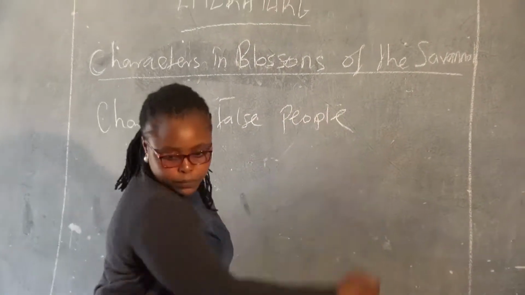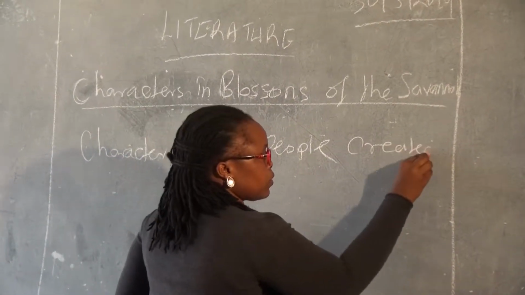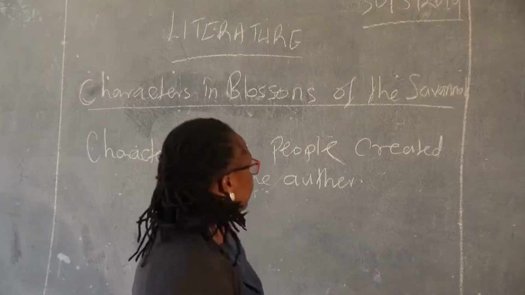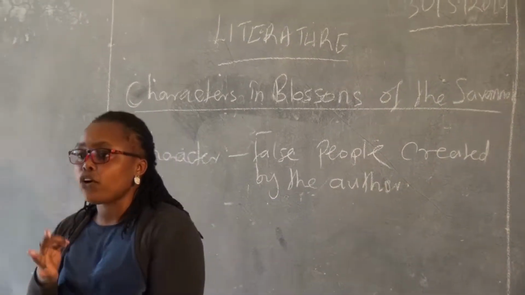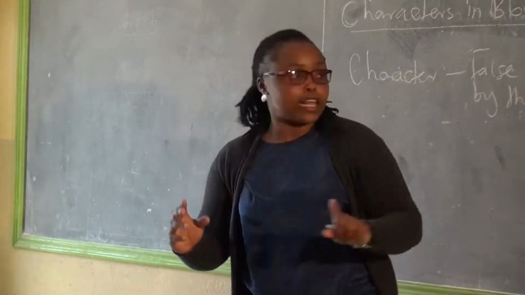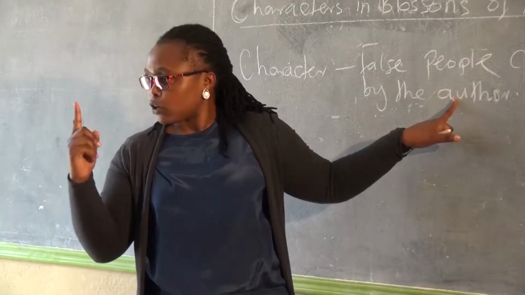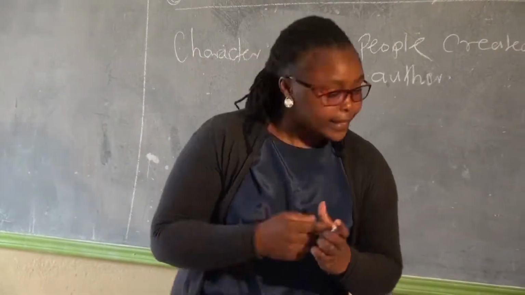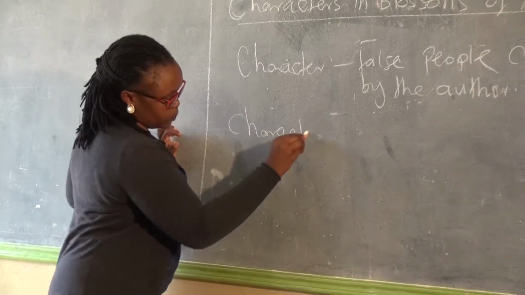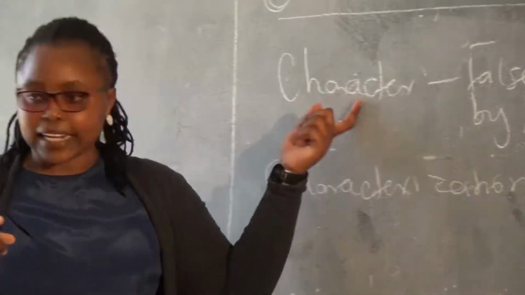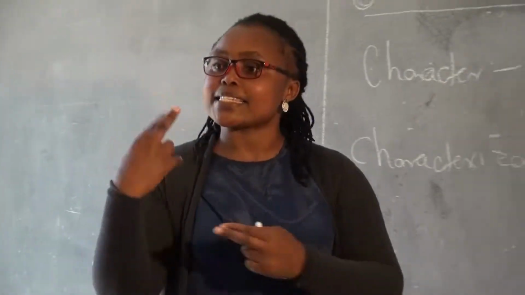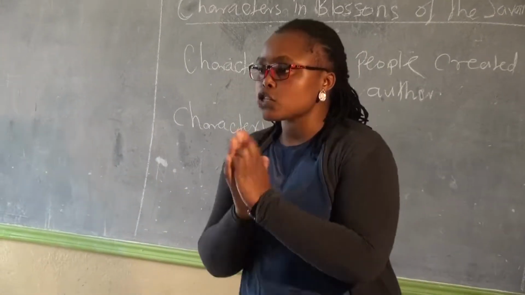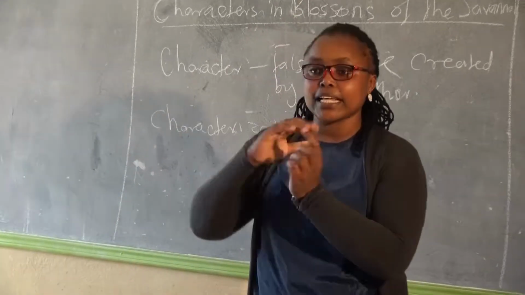First people. They are false people that are created by the writer, the author, to explain an idea that the writer has. So the character is the person in the story. Characterization is the responsibility and the process of choosing the character to do something in the story or to take a responsibility in the story.